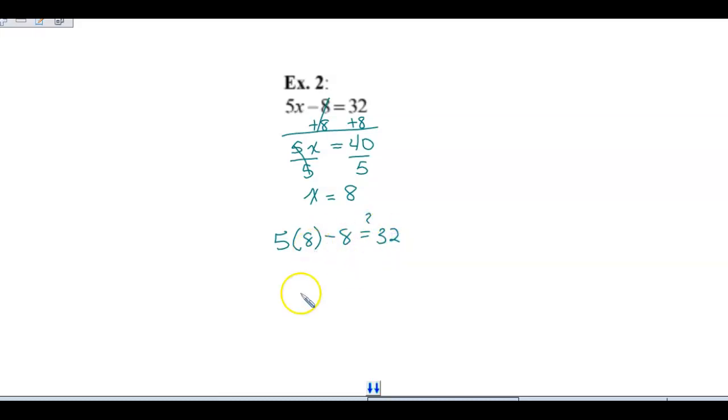And we want to know, does this work? Well, if I take 5 times 8, I get 40. Bring down my subtract 8. 40 minus 8 is 32. 32 equals 32. Is this true? Yes, it is, so my answer checks out.